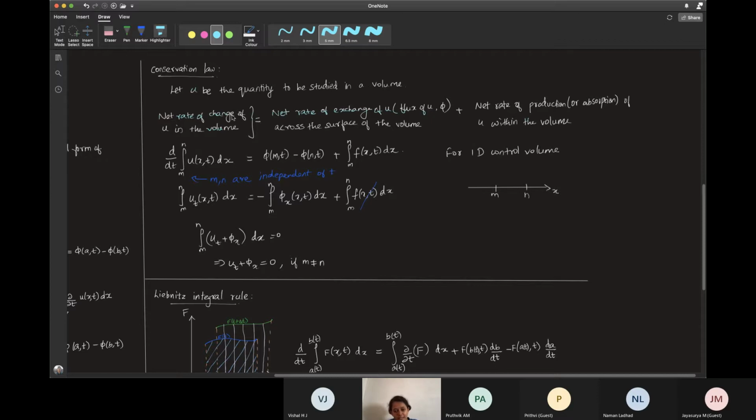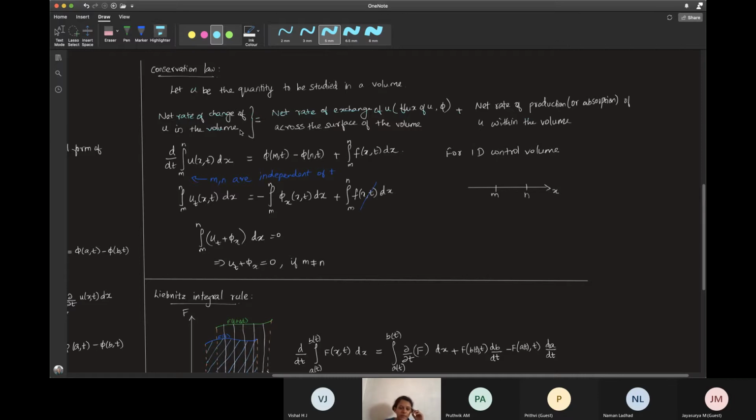That is, any change inside the volume equals any movement across the surface of the volume, plus any production or absorption inside the volume. Both of these when added up give you the net rate of change of the quantity in the volume. It may be any quantity. So this is the conservation law for any quantity in the volume.